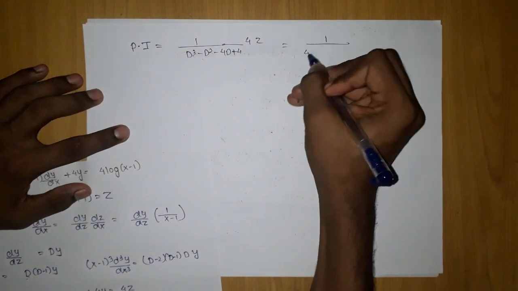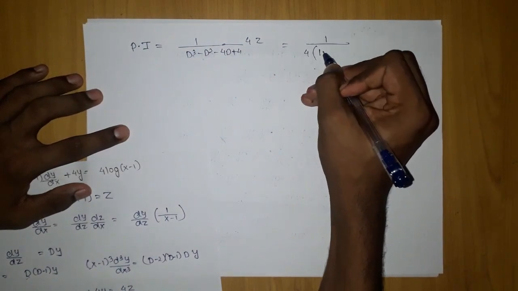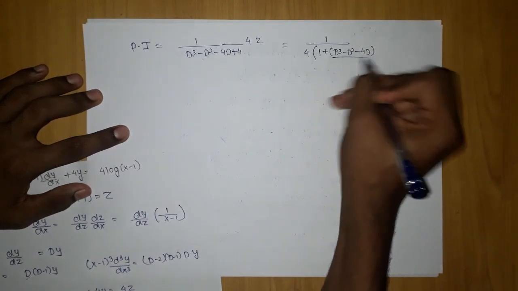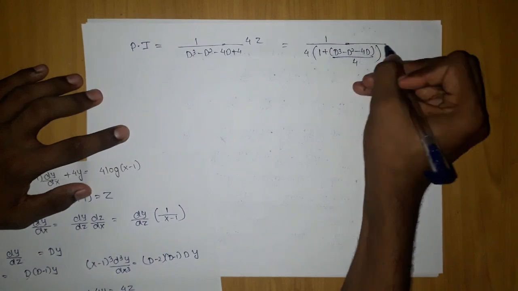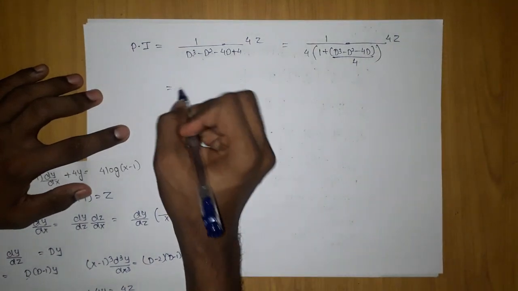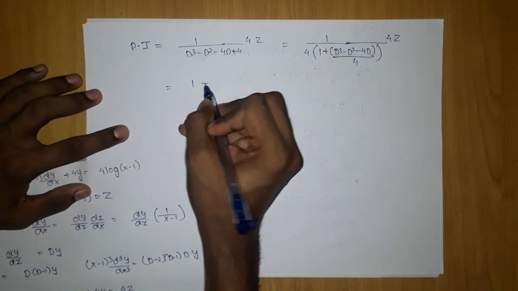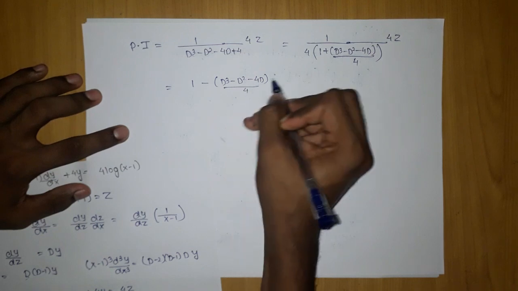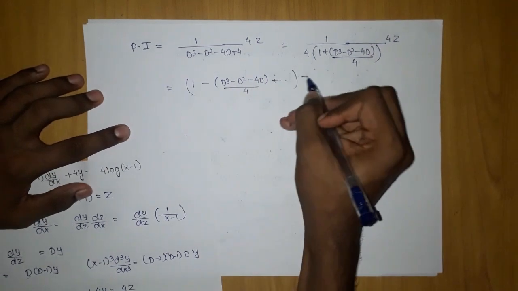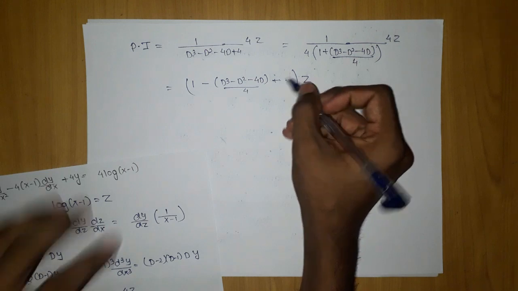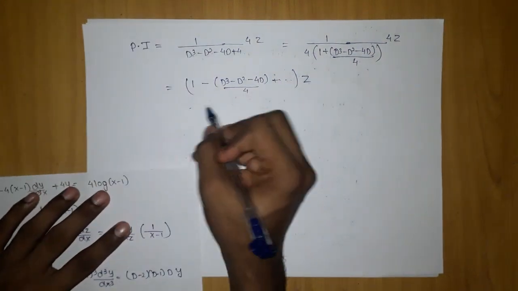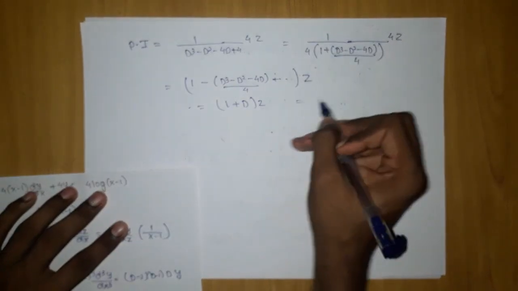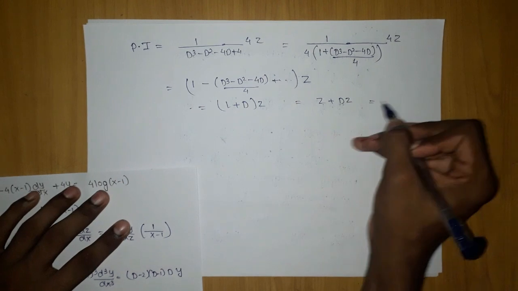So if we take 4 outside, we are left with 1 plus D cube minus D square minus 4D by 4 into 4z. So 4 will get cancelled out, and if I do the expansion, 1 minus D cube minus D square minus 4D by 4 plus dot dot dot into z. I know the polynomial power is nothing but 1, so here we are going to consider this one only, which will be nothing but 1 plus D into z, which will give me z plus Dz, which will be nothing but z plus 1.